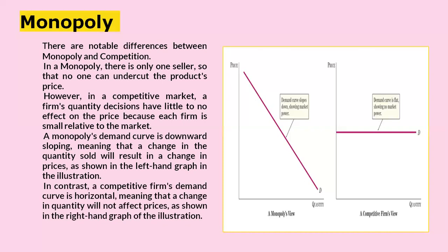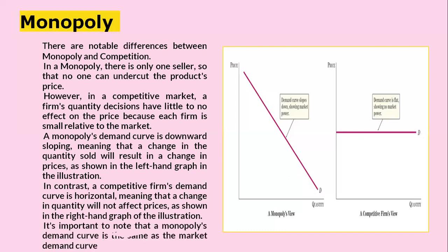In contrast, a competitive firm's demand curve is horizontal, meaning that a change in quantity will not affect prices, as shown in the right-hand graph of the illustration. It is important to note that a monopoly's demand curve is the same as the market demand curve.